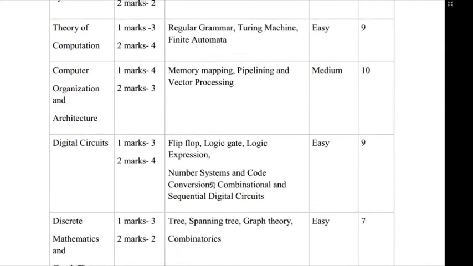Digital circuits, under which 3 1-mark questions and 4 2-mark questions were asked. Flip-flop, logic gate, logic expression, number system and code conversion, and combinational and sequential digital circuits are the topics from which the questions were asked. Look at the session 1 and session 2 questions. There is a 90% difference of topics being asked, so there is very little similarity among the topics between session 1 and session 2. But the level of difficulty is being maintained constantly.